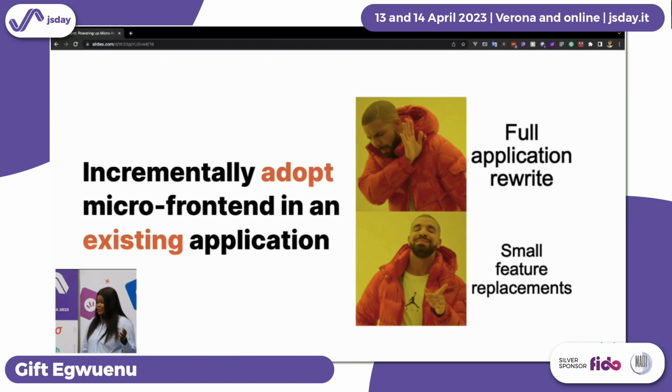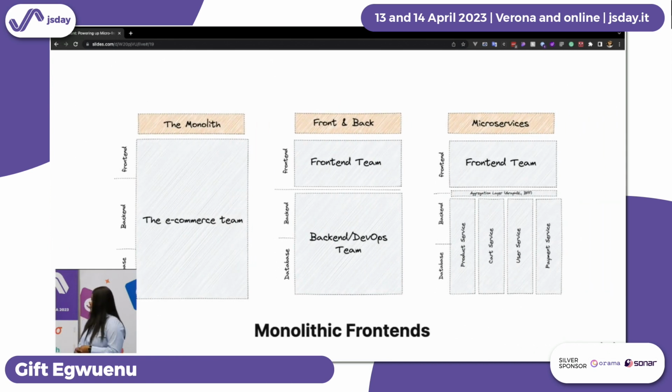So all of that is great. You've seen how you can build micro-frontends from scratch. But what if you already have an existing application and you want to incrementally adopt micro-frontends? That's also possible. We don't want to do a full application rewrite here, because that would take months, in fact sometimes years. So we want to incrementally add features to what we currently have. I'll show you how that is also possible.